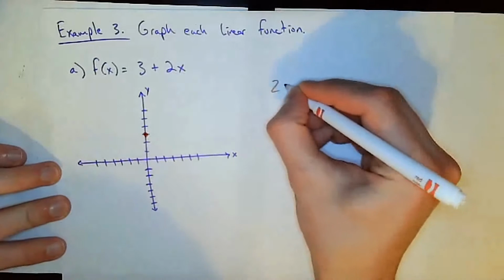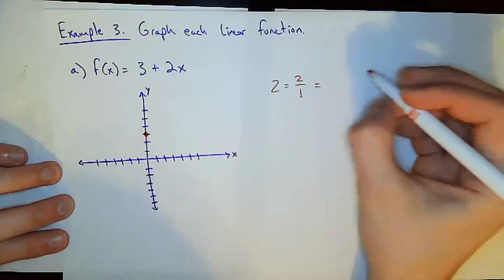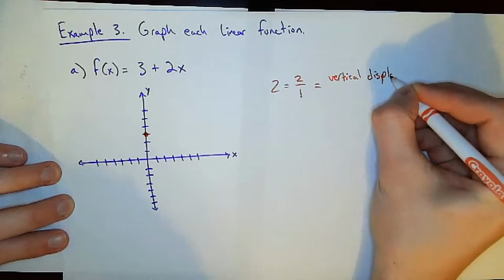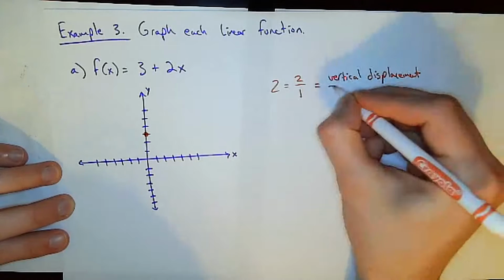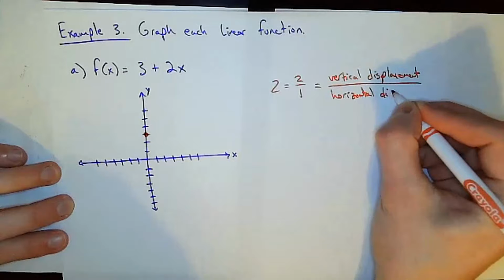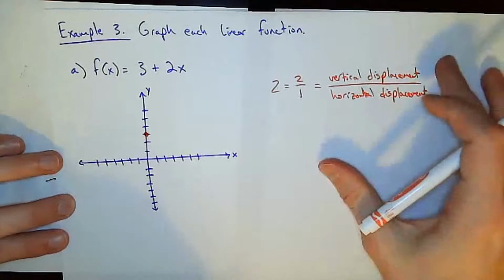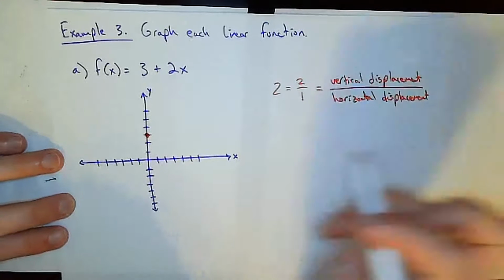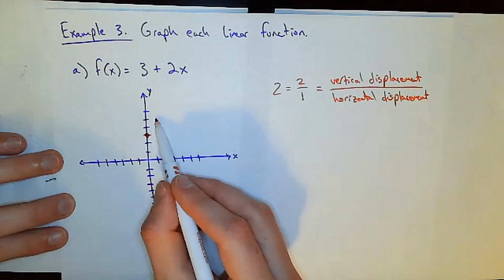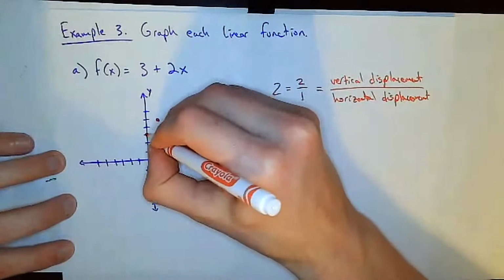In other words, you can think of the 2 as a 2 over 1 if you write it in fraction form. And you can think of it as vertical displacement, or vertical change, over horizontal displacement. There are so many different ways to describe this. You could also call it rise over run. It's the most layman's terms way to say it. So starting from this point, the vertical displacement is 2, horizontal is 1. So I go up 2 over 1, and then I connect the dots.